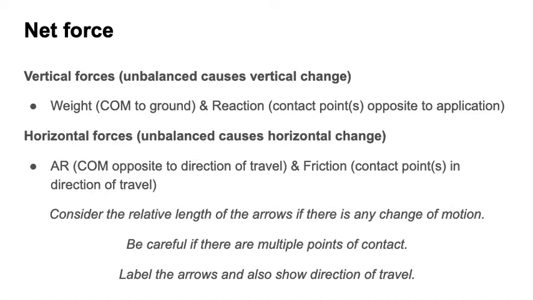So maybe above the runner, you'd say, right, they're running in that direction. The air resistance comes from the centre of mass, and it goes in the opposite direction to the direction of travel, with friction coming from the point or points of contact, and that travels towards the direction of travel. And again, the relative size of those arrows will determine if we're in constant velocity, speeding up or slowing down.